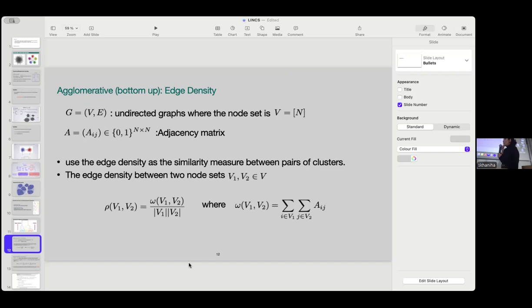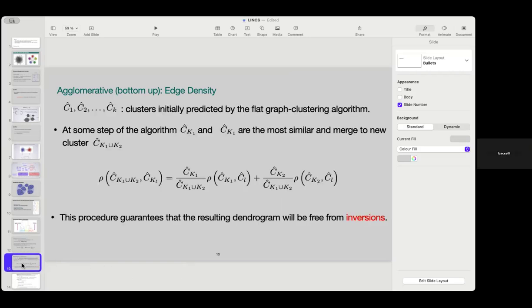It's just we have two sets of nodes. We consider the edges between these two sets of nodes. We count them and we divide this number by the size of each cluster. It's a relative number of the edges between two clusters, relative to the maximal possible number. Yes, possible. Thank you.